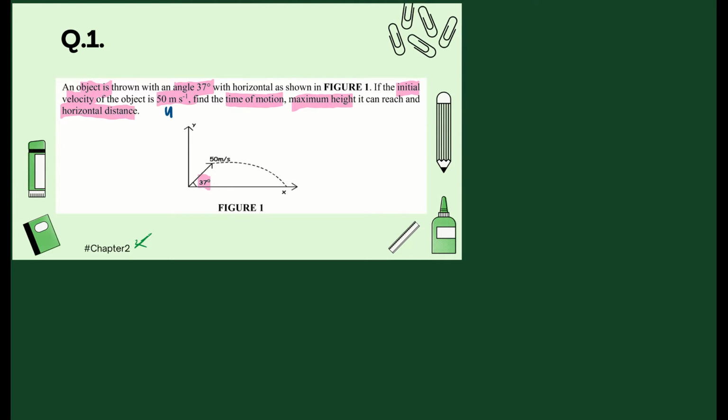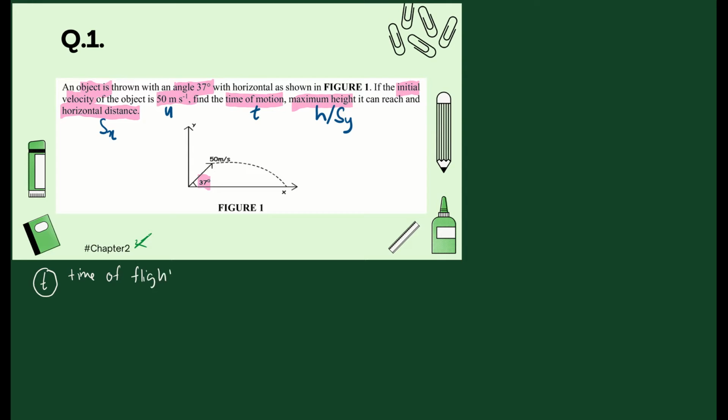The first item that we want to find out is the time of motion, the second item is the maximum height, and the third is the horizontal distance. So make sure we know all the symbols of the quantities that we want to find out: height, which you can also write as SY, and SS. To find time of motion, we actually have two options. The first is to find the time of motion, or we call it time of flight.